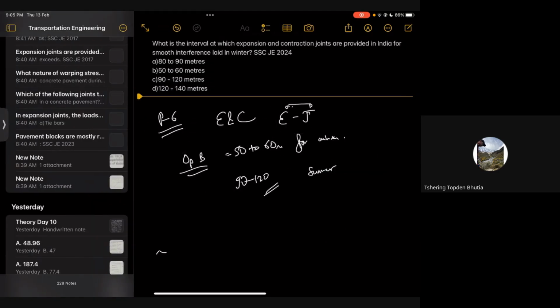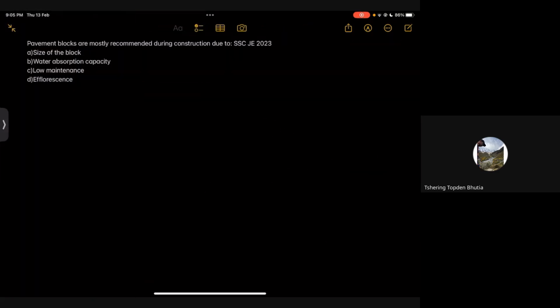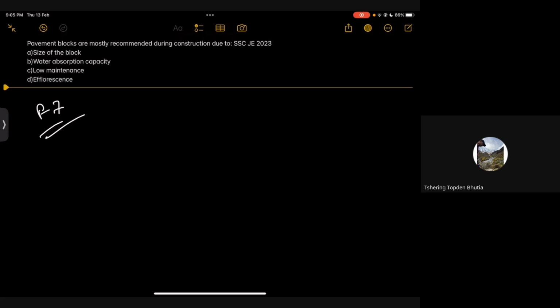Let's move to the next one. Okay, fine. Please participate in this poll. Interesting question, please use your common sense. Pavement blocks are recommended during construction due to what? Size of the block, water absorption capacity, low maintenance, or efflorescence.